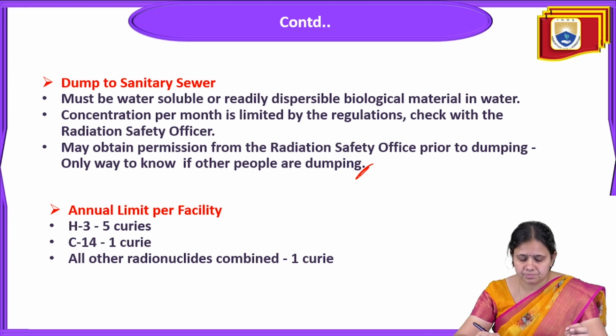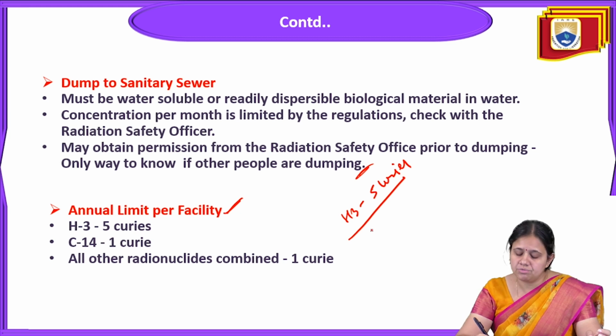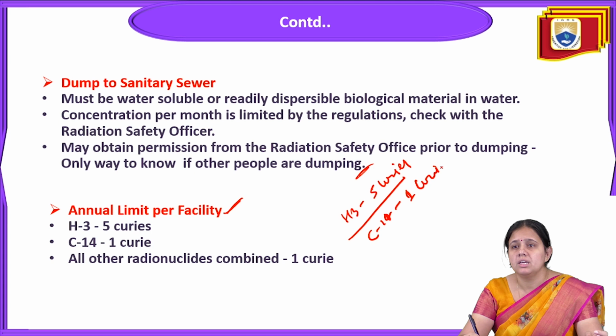The next point is the annual limit per facility. For H3, the limit is 5 curies, so up to 5 curies you can dispose. For C14, up to 1 curie only should be disposed, and all other nuclides combined are also allowed 1 curie.